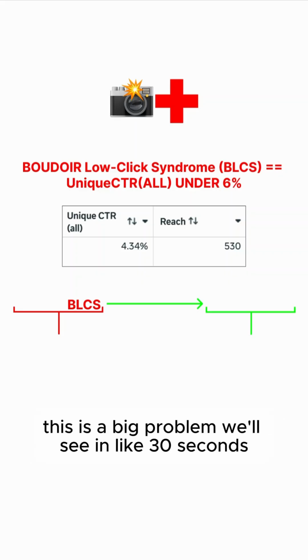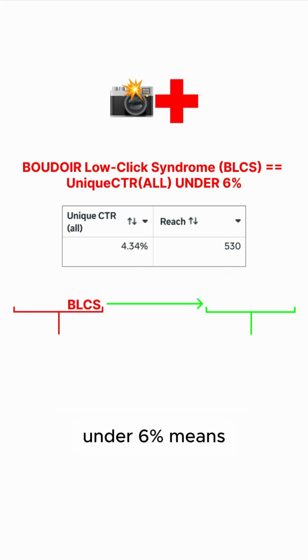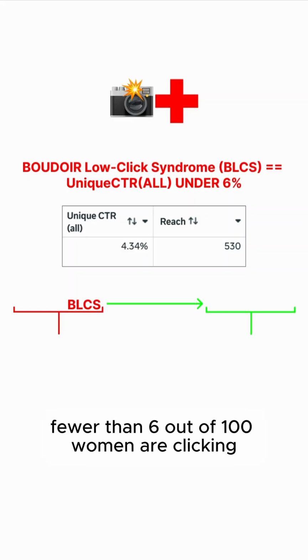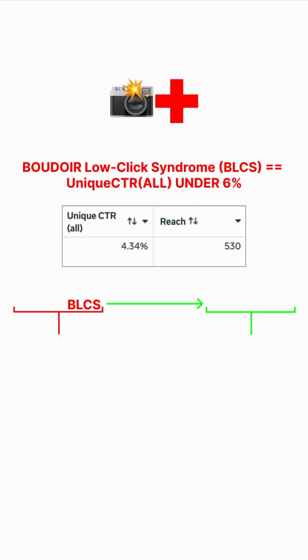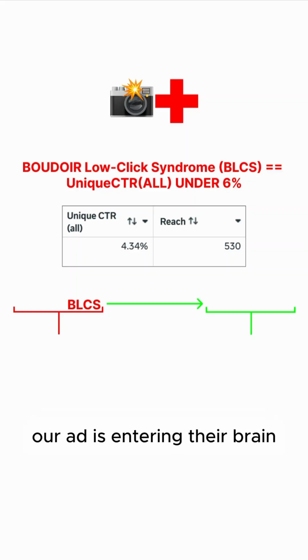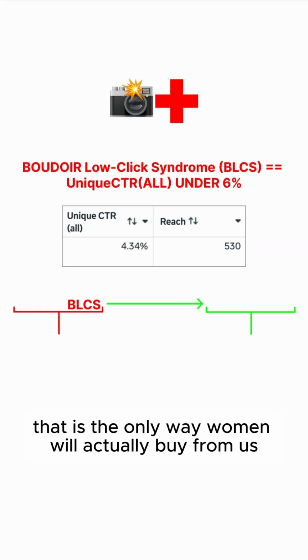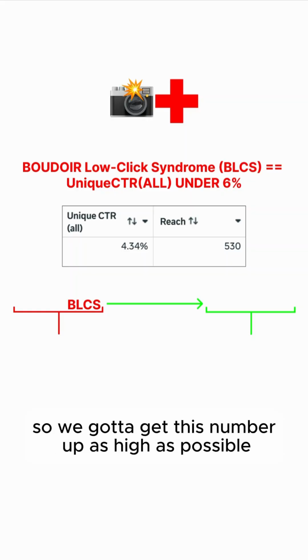This is a big problem, as we'll see in like 30 seconds. Under 6% unique CTR means fewer than 6 out of 100 women are clicking anywhere on our ad, which means fewer than 6 out of 100 women our ad is entering their brain. And we care about that because if we can get our ad into their brain, that is the only way women will actually buy from us. So we got to get this number up as high as possible.